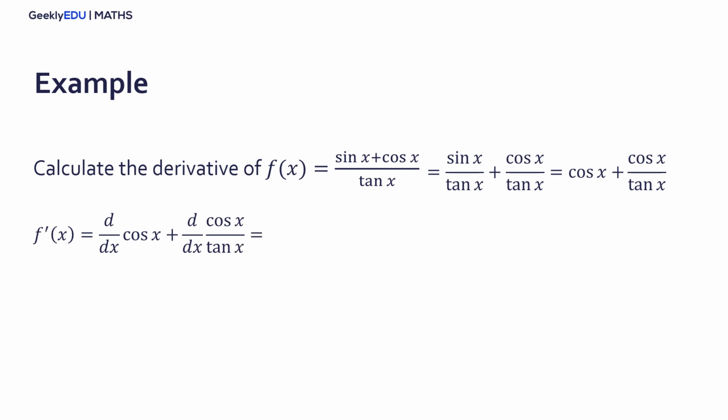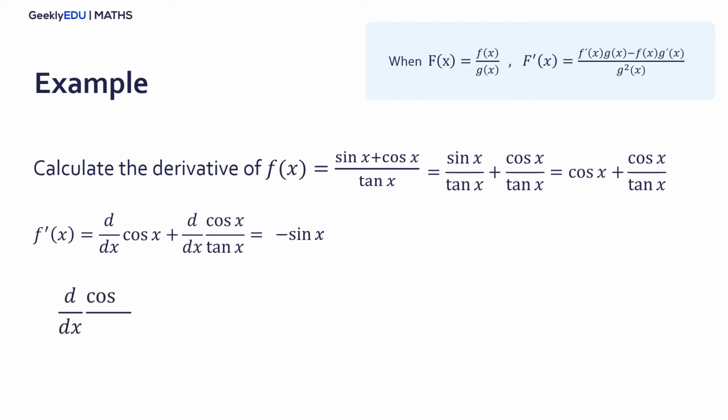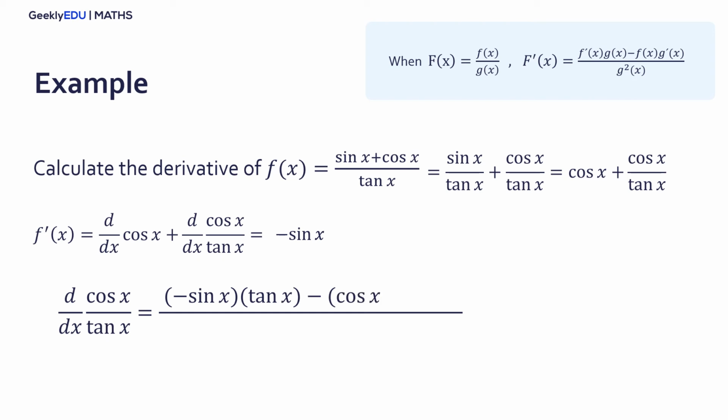The first one is easy. The derivative of cosine of x is minus sine of x. And for the second term, we will use the quotient rule. Here is a rule if you don't have yet your formula sheet from the last video. Well, we have that the derivative of cosine is minus sine, and the derivative of tangent is secant squared.